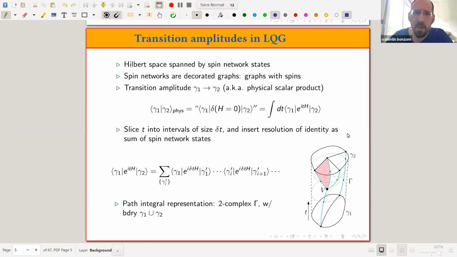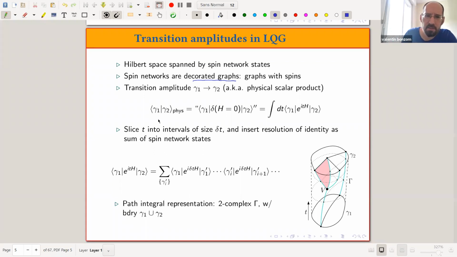So let me first start with transition amplitudes in loop quantum gravity. And you know, thanks to Maite Dupuy, I guess, that the Hilbert space is spanned by spin network states, which are decorated graphs. So spin network states are decorated graphs, which means graphs with spins on their edges. And obviously you want to calculate transition amplitudes, let's say between a spin network gamma 1 to gamma 2. So gamma here means a graph with spins. So that's also called the physical scalar product.